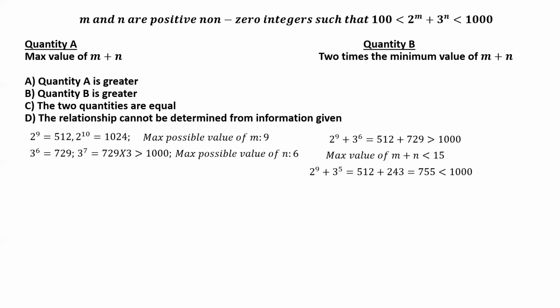Now, we know that the maximum value of m plus n has to be less than 15. At the same time, m and n being integers, m plus n should also be an integer, and the very next integer value less than 15 is 14. And for that, we have the inequality satisfied. So we can conclude from this that the maximum possible value of m plus n will be 9 plus 5, which is 14.